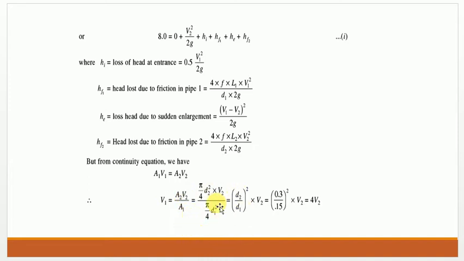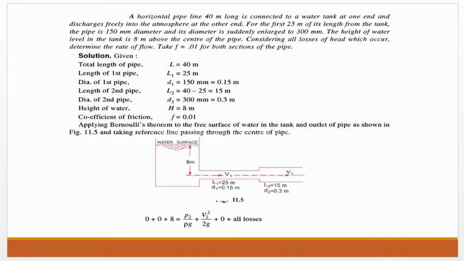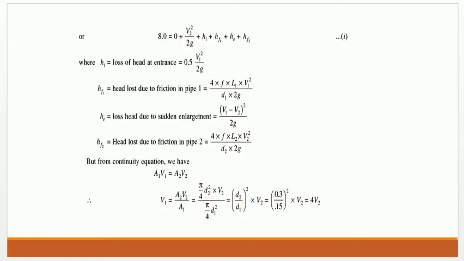So the diameters of both pipes are known, so we will get V1 equal to 4 times V2. This is because the diameter of the pipe is greater in section 2, so the velocity is smaller there. So we'll have this difference.